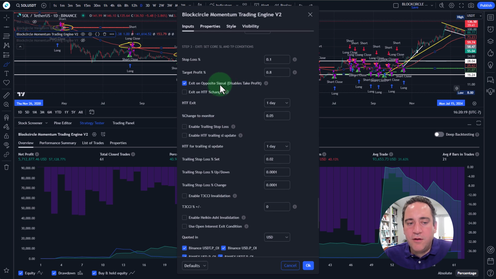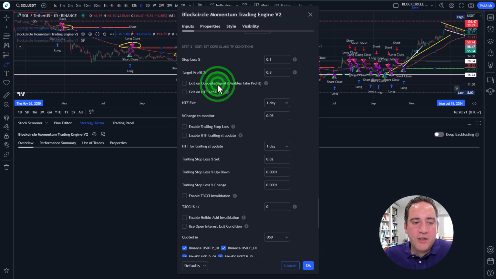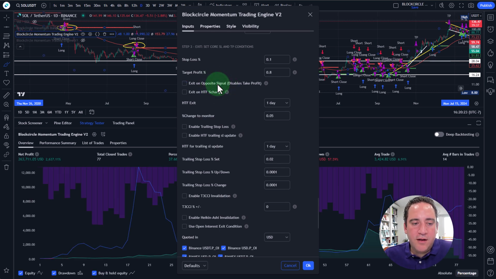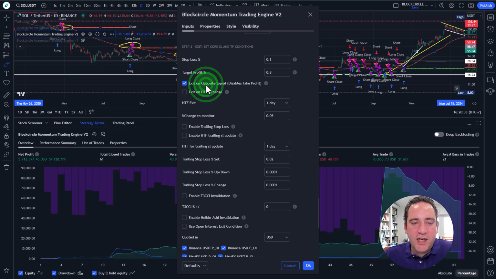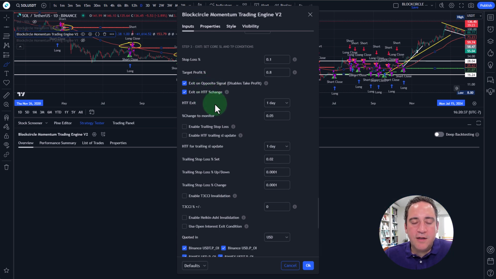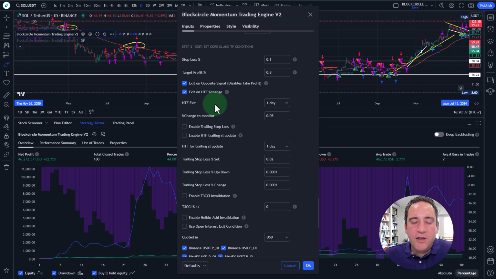And you can also verify how it would perform if you uncheck it, right? And you can see it has such a significant impact on your profitability. It goes from 57,000% to 2,600%. So that small change has that much of an impact. Another change is you can also do exits on higher time frame. So what you could do is you say, I want to have a trailing stop loss enabled.